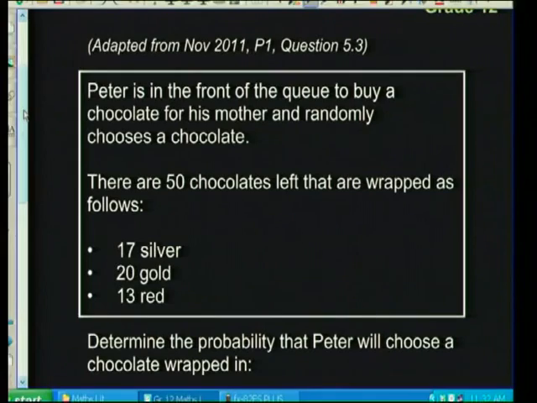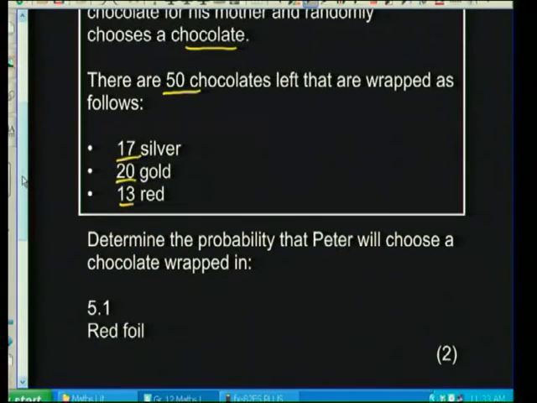Peter's in front of the queue, this was question 5.3, to buy a chocolate for his mother and randomly chooses a chocolate. There are 50 chocolates left that are wrapped as follows. We've got 17 silver, 20 gold, and 13 red. Determine the probability that Peter will choose a chocolate wrapped in red foil.